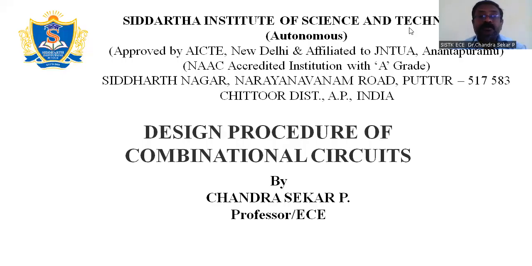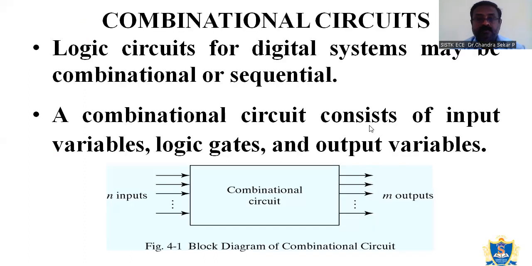Right. Today we are going to discuss the design procedure of combinational circuits. The logic circuit or digital system may be sequential or combinational. Here, basically, logic circuits for digital systems are classified into two types: one is a combinational circuit and the other is a sequential circuit.